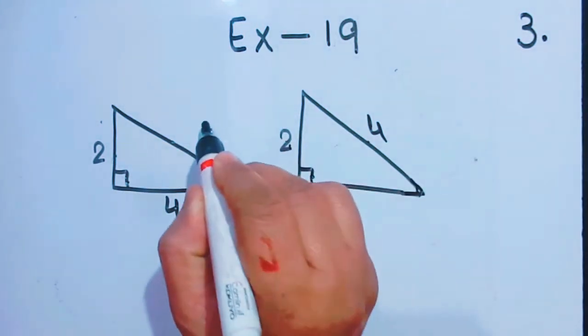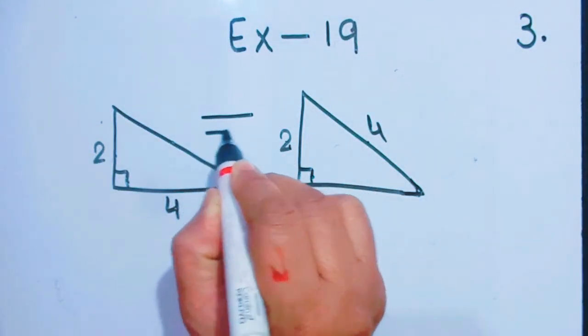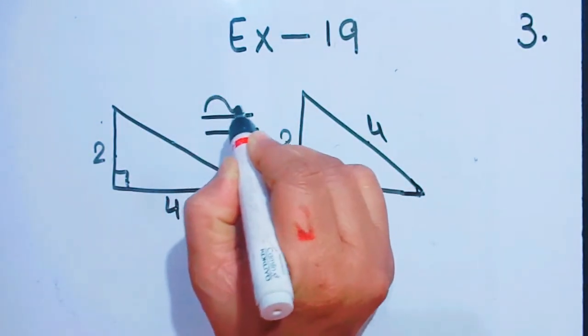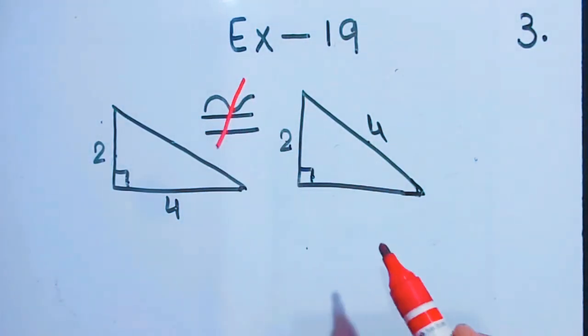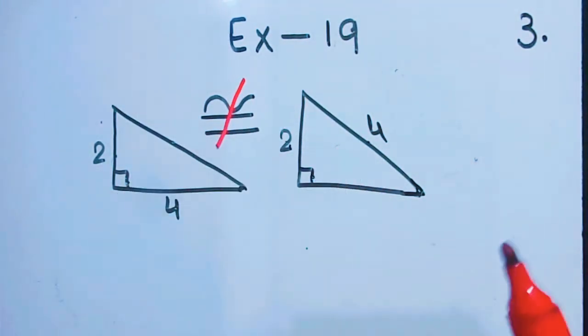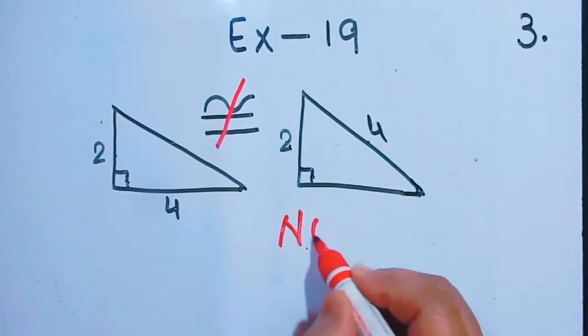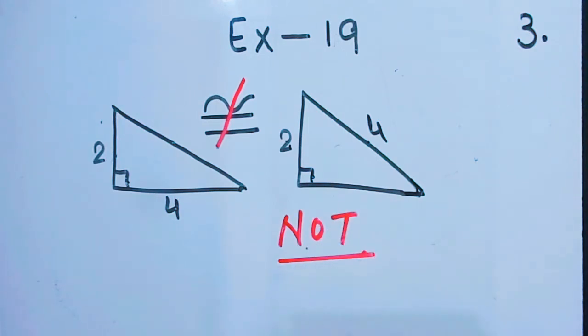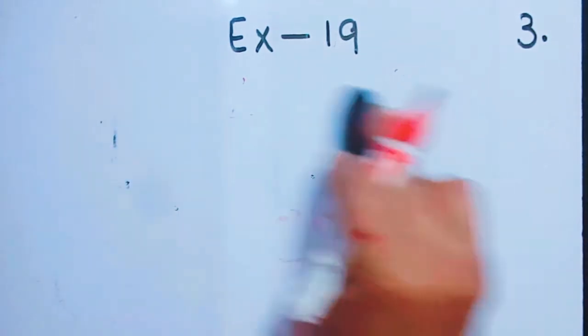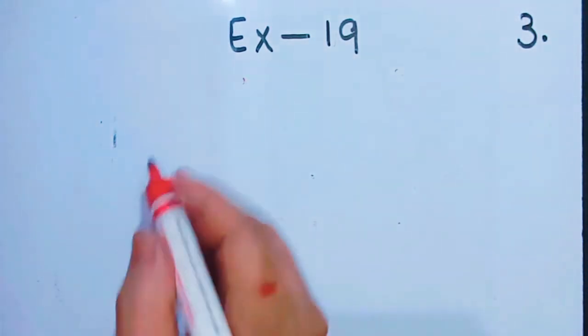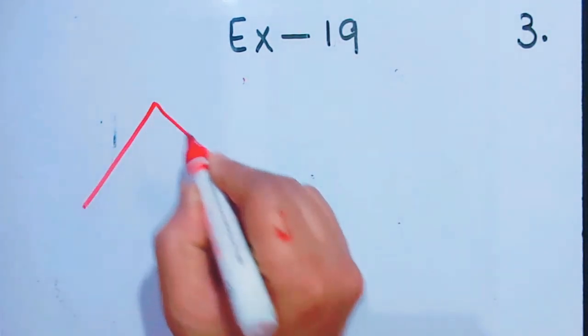So I would put the congruent symbol here and then give a cut mark over here, which says that these two triangles are not congruent. N-O-T, not congruent. Clear? Let us move on to a few other sums.